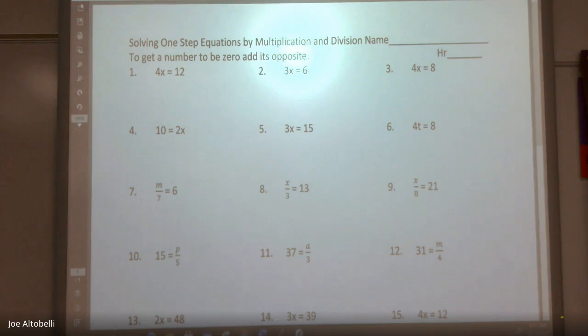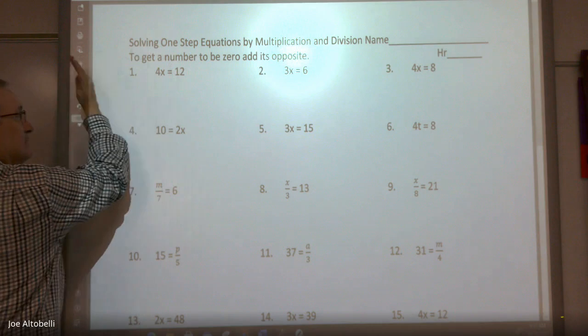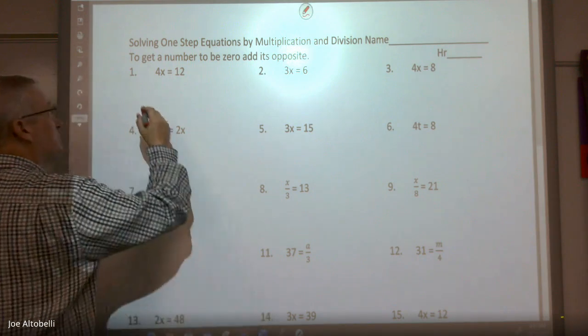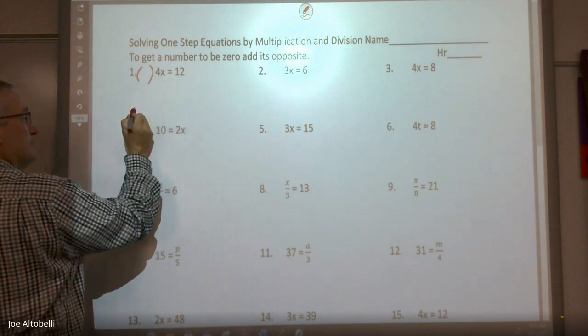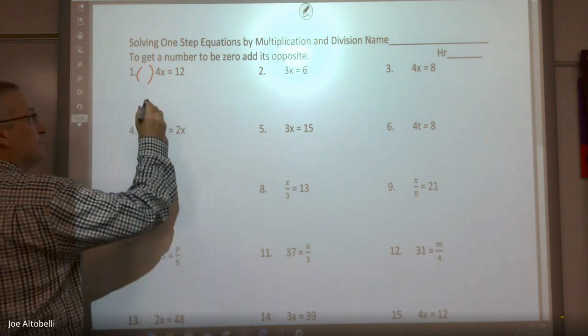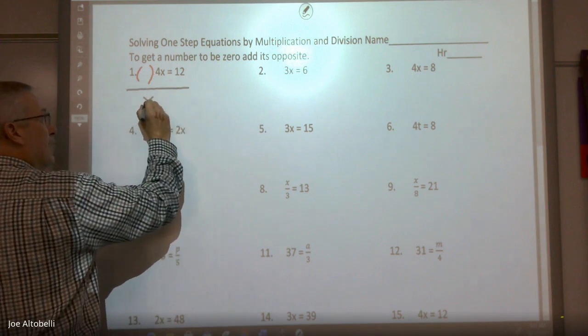If I was going to multiply, what would I take the 4x times to get just 1x? What would I multiply by? Okay, so what would I multiply on this side so I would get that? Okay, I see what you're saying. I see why you're saying 3. But what am I going to multiply by here so that when I do it, I'll get just x equals?